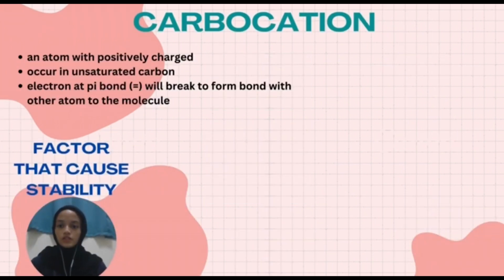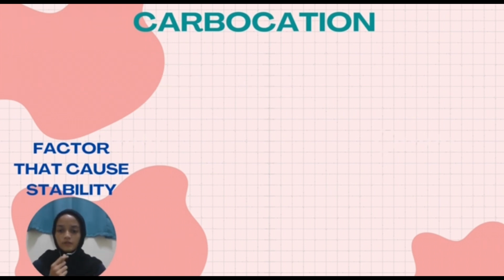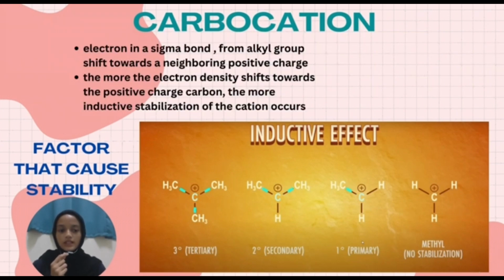This is all happening due to the carbocation, which is an atom with a positive charge, and there are two factors that affect the stability of the carbocation. The first factor is the inductive effect. It is shifting the electron density from the alkyl substituents to the carbocation. The more alkyl groups, the bigger the stabilizing effect.